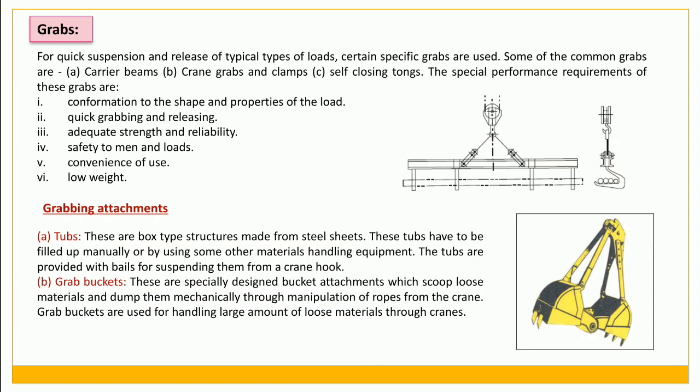Then there are grab buckets, which are specially designed bucket attachments that scoop loose material and dump it mechanically through manipulation of ropes from the crane. Grab buckets are used for handling large amounts of loose materials through cranes. This bucket essentially consists of two shell-like scoops with rounded bottoms, which are hung by four rods from a top crossbar. All the joints are provided with pins for pivot action. The top and bottom cross members are suspended through ropes from a crane.